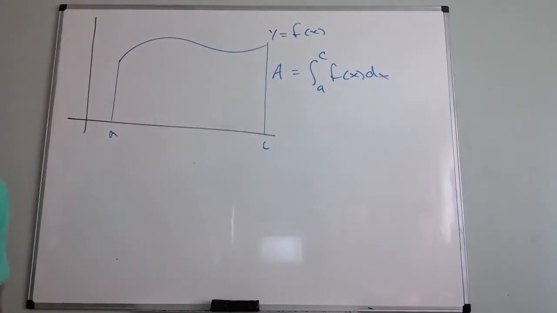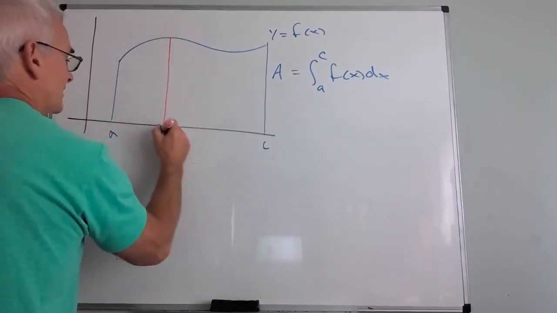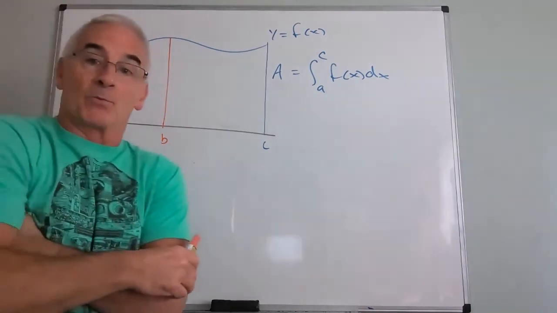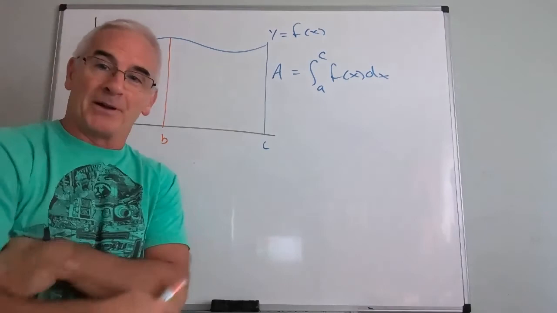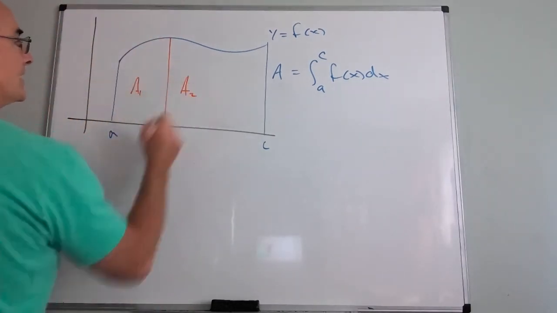Okay. And now I want B to be somewhere in between. I'm changing the rules. Before I had A to B and C was somewhere in between. Now I want A to C with B somewhere in between. And I'm going to show you something really cool about the results. All right, just like before, let's call that A1 and let's call that A2.